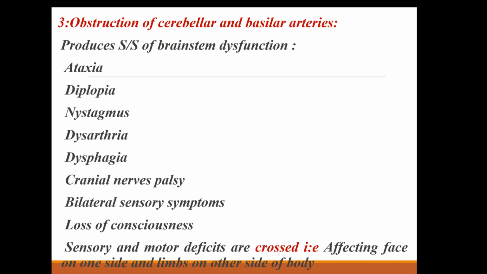If there is obstruction of cerebellar and basilar arteries, it produces the signs and symptoms of brainstem dysfunction, which are ataxia, diplopia (double vision), nystagmus (oscillatory movements of eyeball), dysarthria (difficulty in talking), dysphagia (difficulty in eating), cranial nerve palsy, bilateral sensory symptoms, and loss of consciousness. Sensory and motor deficits are crossed, that is, affecting face on one side and limbs on the other side of the body.